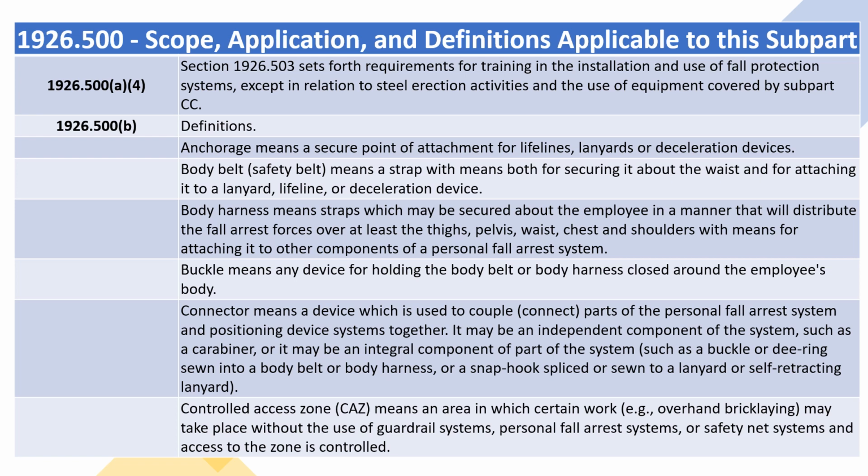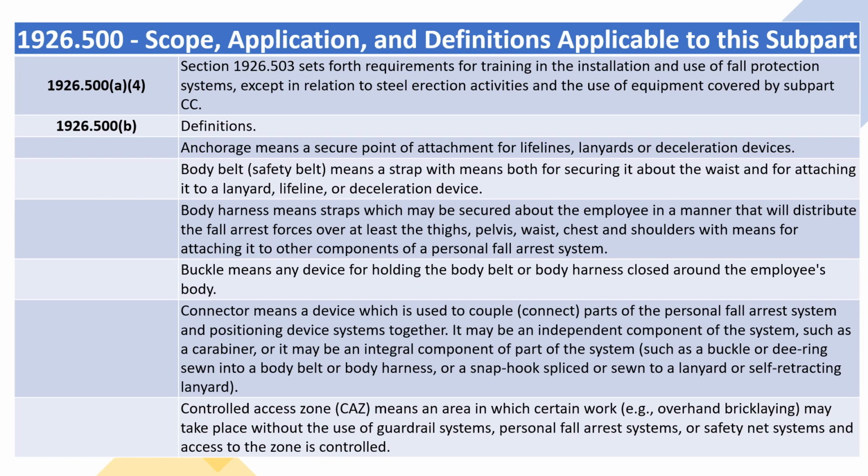1926.500(b), definitions. Anchorage means a secure point of attachment for lifelines, lanyards, or deceleration devices. Body belt (safety belt) means a strap with means both for securing it about the waist and for attaching it to a lanyard, lifeline, or deceleration device. Body harness means straps which may be secured about the employee in a manner that will distribute the fall arrest forces over at least the thighs, pelvis, waist, chest, and shoulders with means for attaching it to other components of a personal fall arrest system. Buckle means any device for holding the body belt or body harness closed around the employee's body.